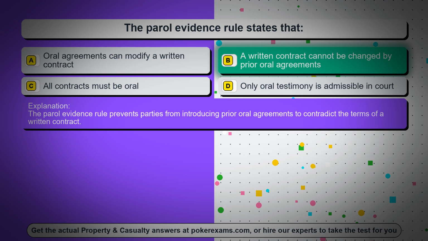The parole evidence rule prevents parties from introducing prior oral agreements to contradict the terms of a written contract.